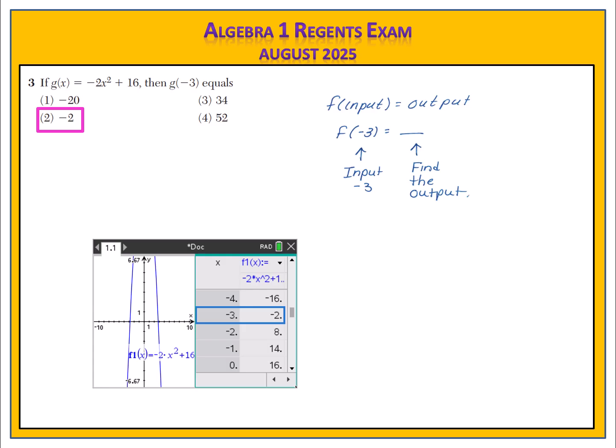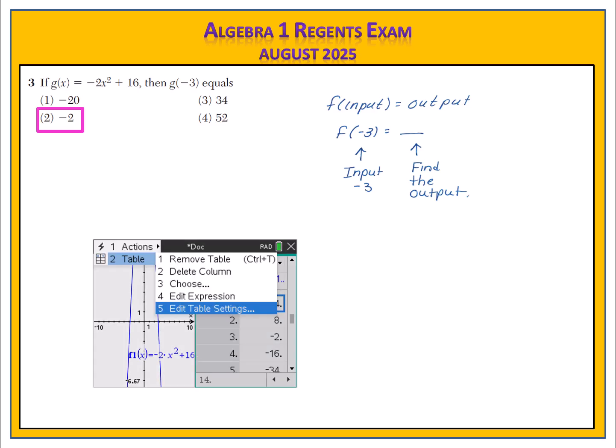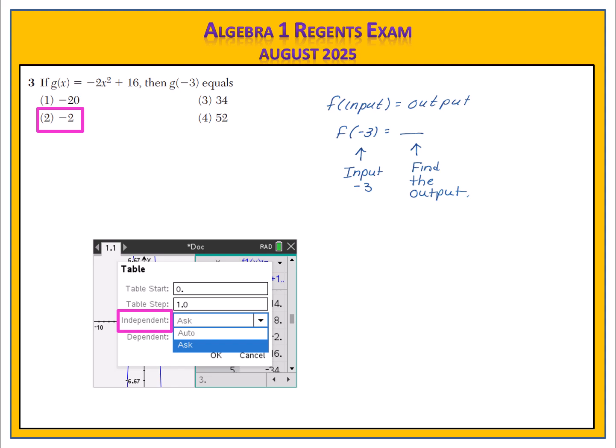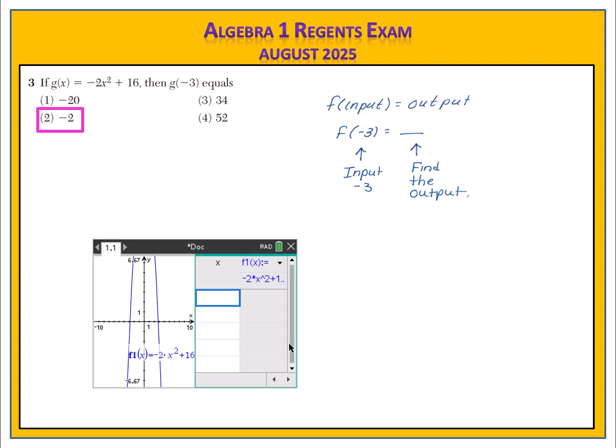That's choice 2. Remember, if you don't want to scroll up and down the table, or if your input is a fraction or decimal, you can always change your table settings by hitting the menu button, edit table settings, and then change the independent variable to ask. When you do this, you'll be given an empty input and output table where you can type in any input you want. Type in the input negative 3, and the output is negative 2. Choice 2.